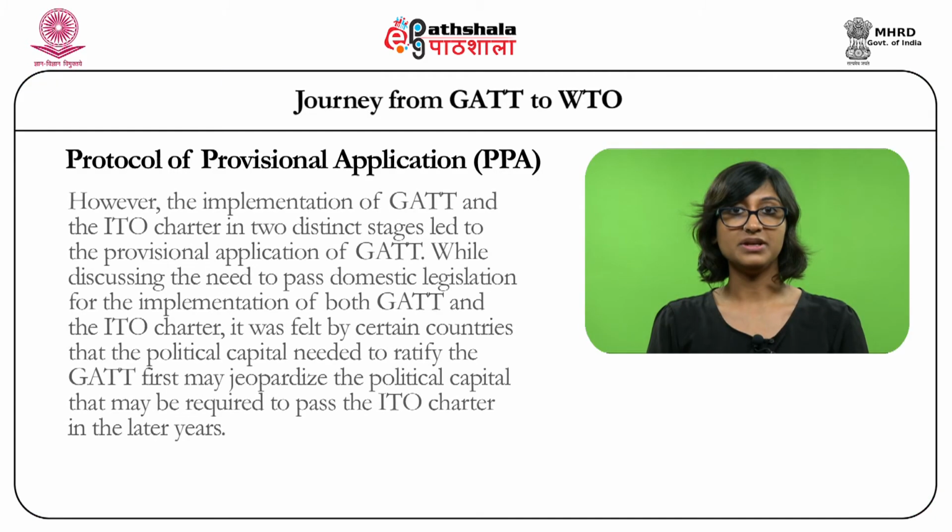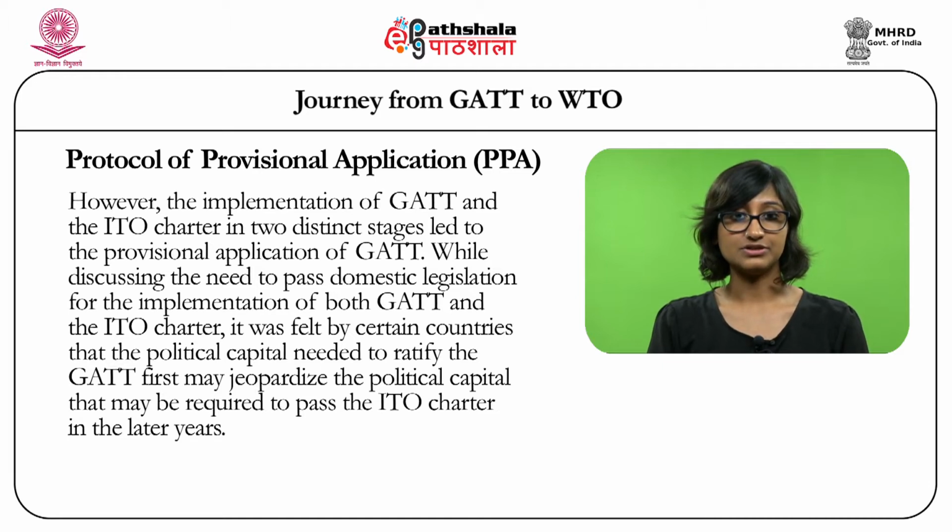However, the implementation of GATT and the ITO Charter in two distinct stages led to the provisional application of GATT. While discussing the need to pass domestic legislation for the implementation of both GATT and the ITO Charter, it was felt by certain countries that the political capital needed to ratify the GATT may jeopardize the political capital that may be required to pass the ITO Charter in the later years.